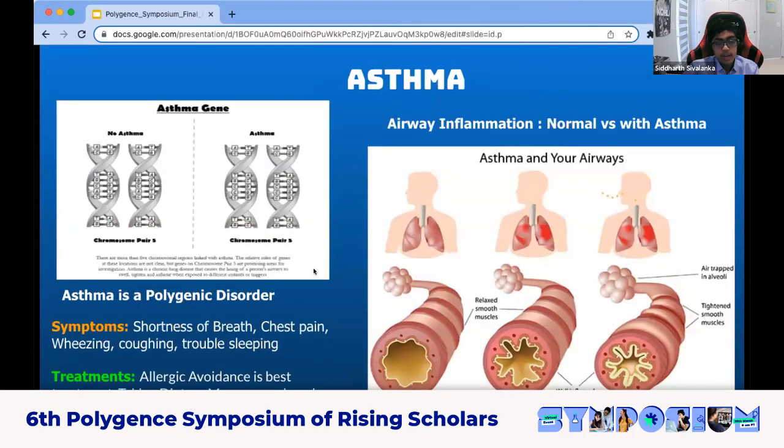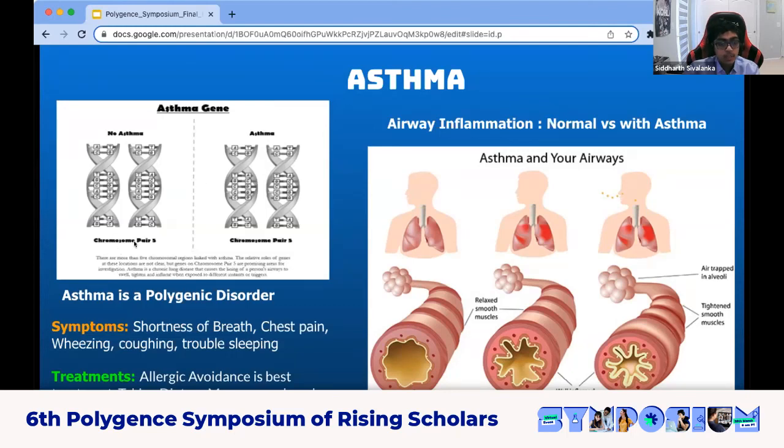Finally, we're going to move on to asthma. So asthma is essentially polygenic, so it's multiple genes, and it has more than 100 genes at play. So it's a very complex disorder that scientists just cannot find what to do with. But they're all centered around chromosomes 5, 6, 11, 12, and 14. So these are all autosomes.